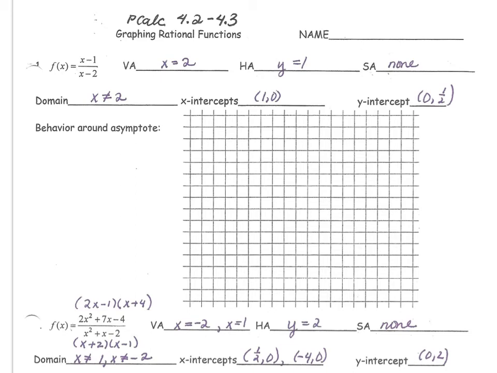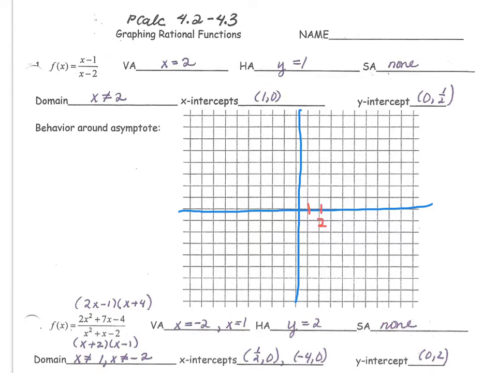Alright, so now we have a lot of the blanks filled in: vertical, horizontal, all the asymptotes, intercepts. Now we're going to see how it all goes together for the graph. Okay, so if I look at this first example, I'm going to go ahead and draw on an XY axis. Alright, now let's go through each little piece. So vertical asymptote at x equals 2.